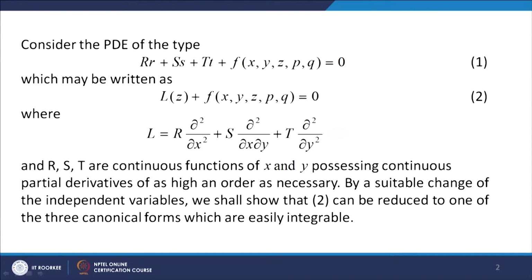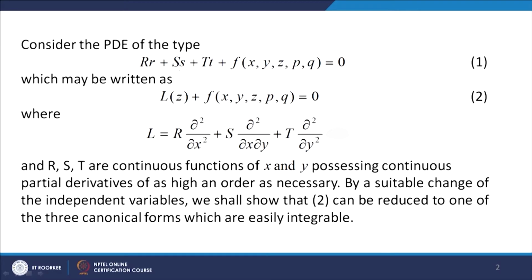Let us consider a partial differential equation of the type Rr plus Ss plus Tt plus F(x, y, z, p, q) equal to 0. As you know, p is the partial derivative of z with respect to x, q is the partial derivative of z with respect to y, r is the second order partial derivative of z with respect to x, s is the second order partial derivative of z with respect to x and y, and t is the second order partial derivative of z with respect to y.